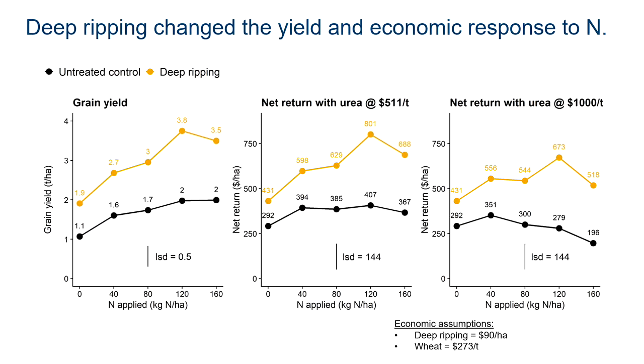When you look at the scenario at $1,000 a tonne, a similar story in that in the untreated control, there's no gain in profit, obviously. It's actually declining. But there is an increase in profit in the net return for deep ripping when you get out to 120 of N. But if you were to look at it from the farmer's point of view, somewhere between 40 and 80 of N, there is actually an economic case for deep ripping and applying N in that scenario, even at $1,000 a tonne.